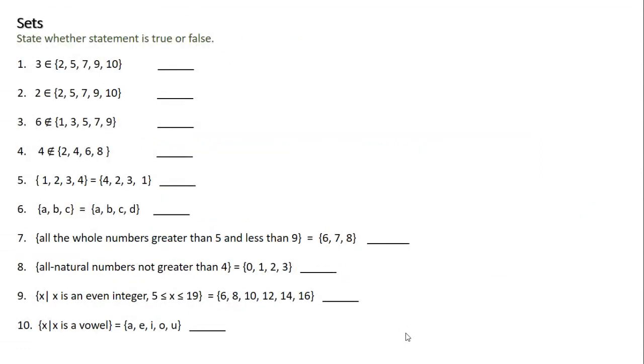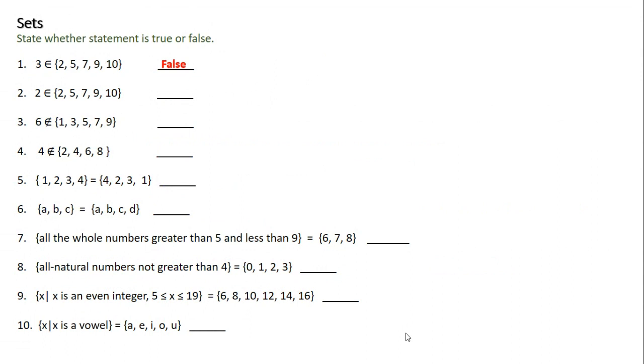So let's look at sets. State whether the statement is true or false. If we recall, that little Greek symbol, the looking E, says that 3 is an element of this set, and the set here is 2, 5, 7, 9, 10. Is 3 a number in this set? No, right? So this statement is false. What about 2? 2 is an element of this set, which is 2, 5, 7, 9, 10.